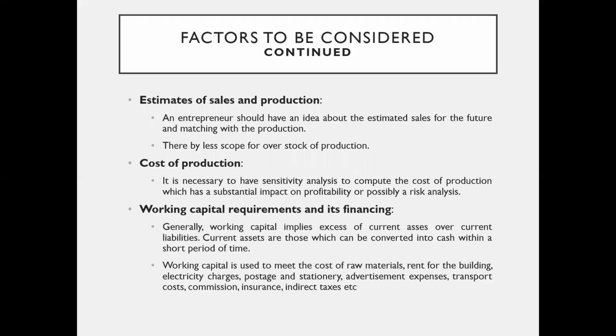Next, apart from those two, you can see other factors to be considered. First, estimates of sales and production. An entrepreneur should have an idea about the estimated sales for the future and match it with the production. You shouldn't say, I will produce 1 lakh units of some product today and sell it tomorrow. No, it won't happen like that.